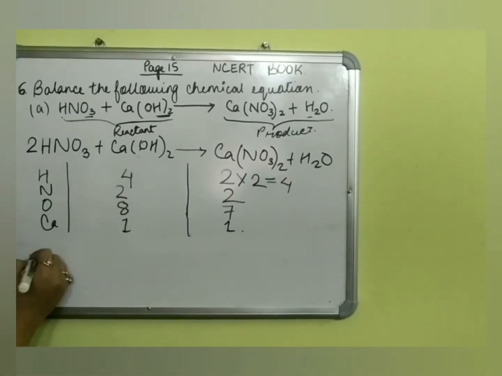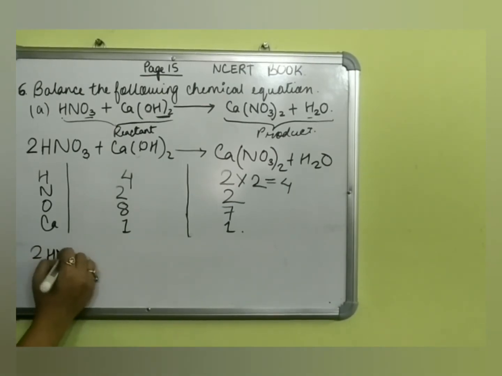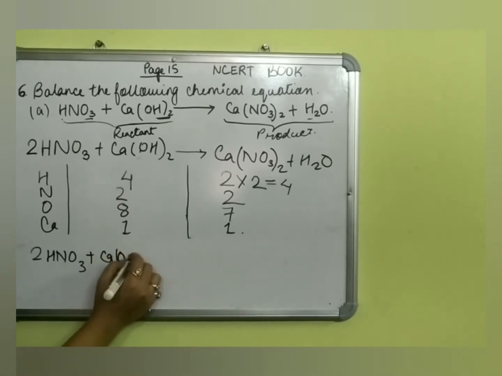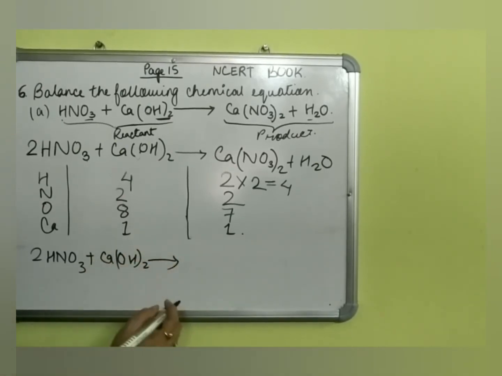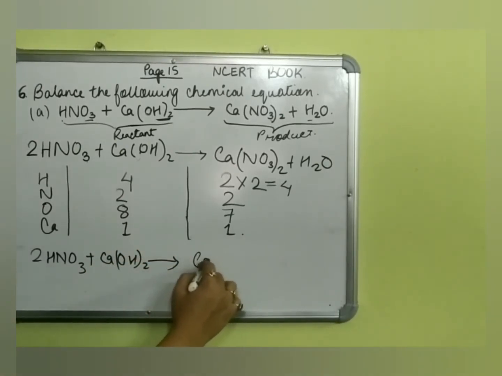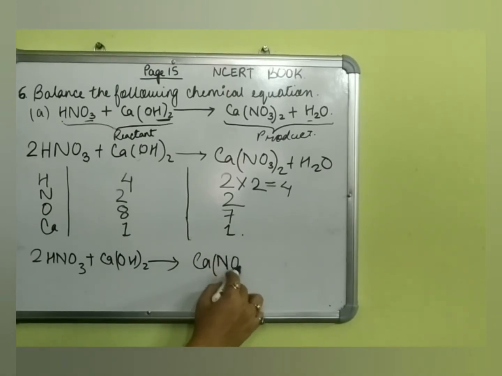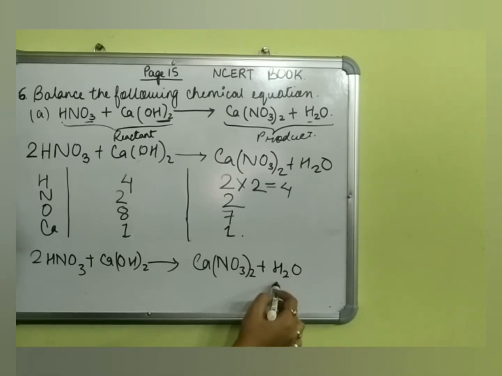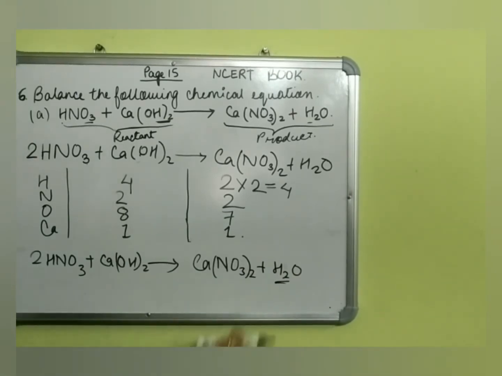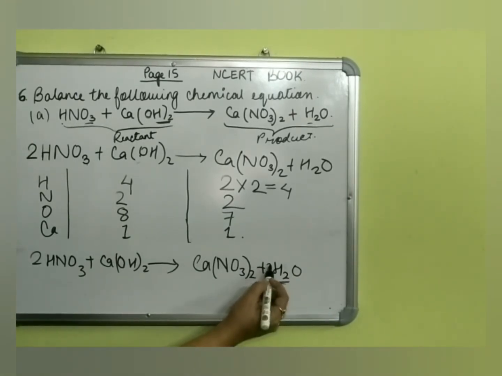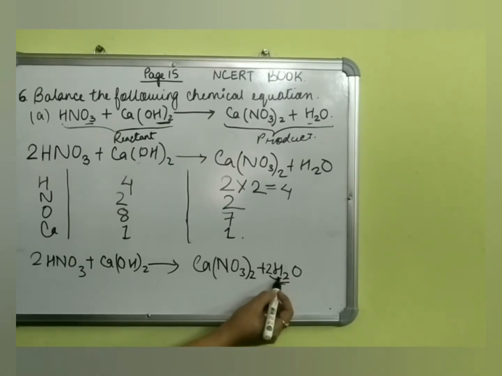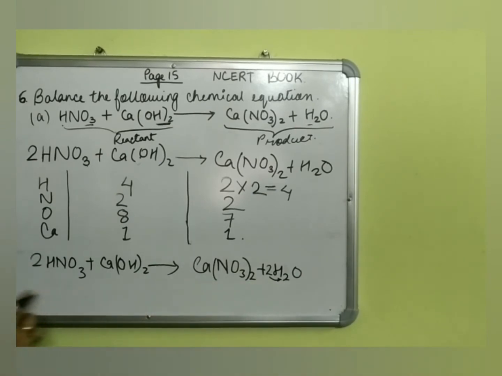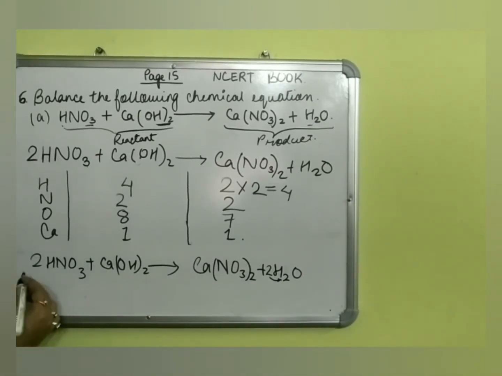So now I will again make a new equation, that is 2HNO3 plus Ca(OH)2, and it will give us Ca(NO3)2 plus, I'm writing H2O here from the previous one. Now already I have 2 here, so I will write 2 in the coefficient, so that 2 into 2 I will get 4. So now the number of hydrogen in the product side is 4.